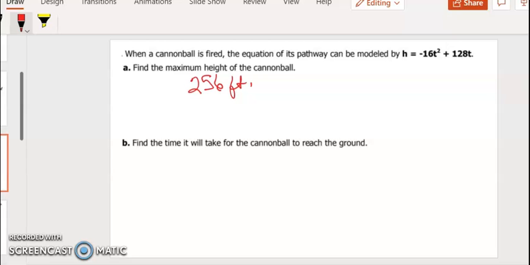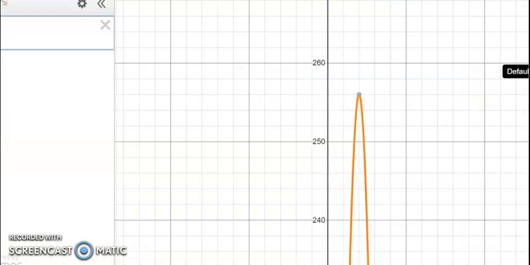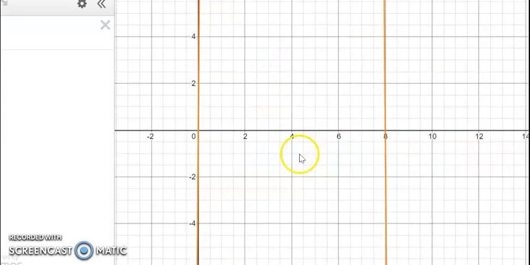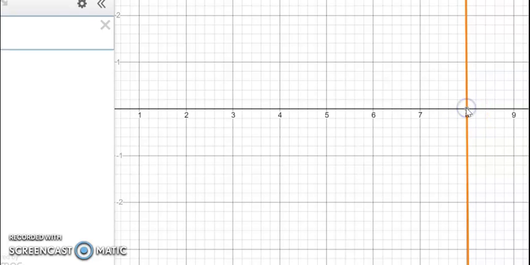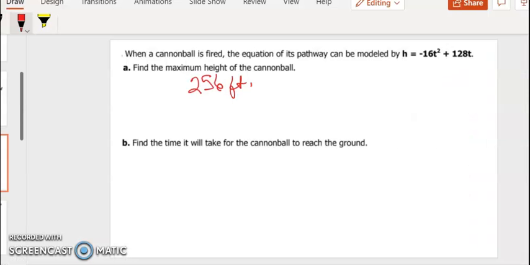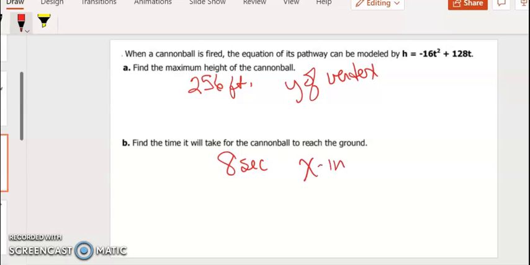Okay? Now it says find the time it takes for the cannonball to reach the ground. Now I need to go back home so I can see where it is touching the ground. Well, it touches the ground at 0, but that's just where it started. It does touch the ground over here at 8. Okay? So it took us 8 seconds to touch the ground. So this is the y of the vertex, because it's the maximum, and this was one of our x's, our zeros, our x-intercepts. All right?